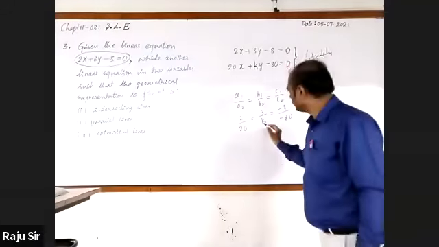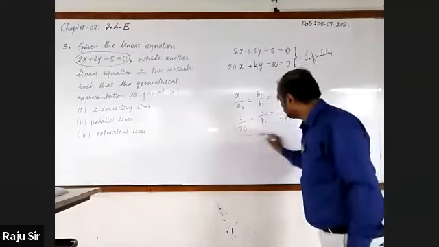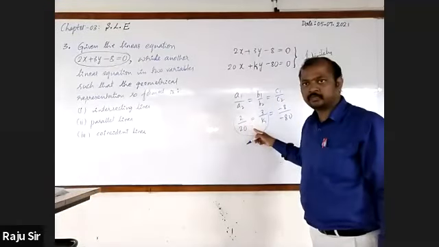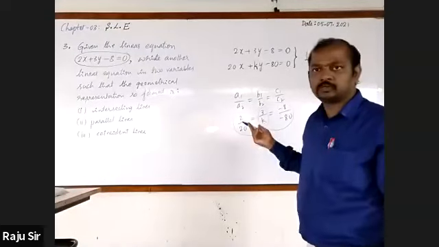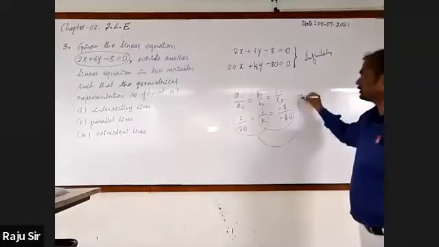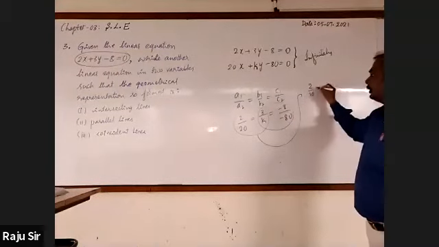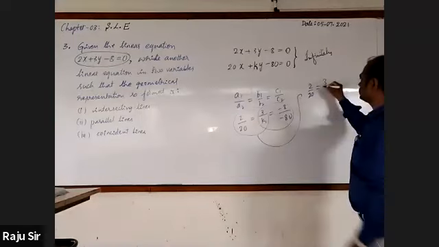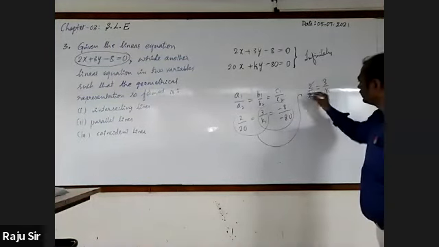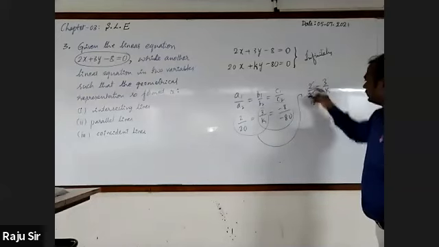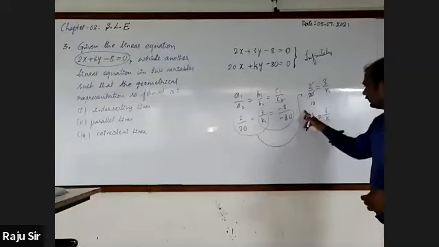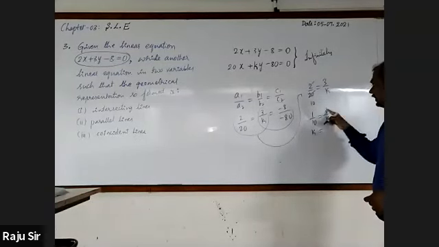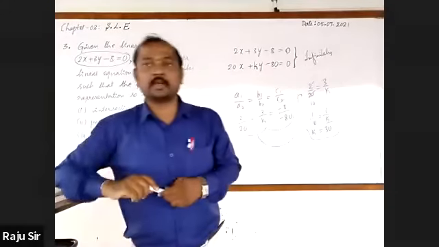To get the value of K, you may equate either the first two ratios or the last two ratios. If I take the first two ratios, observe: 2 by 20 is equal to 3 by K. 2 ones are 2, 2 tens are 20. This will be 1 by 10 is equal to 3 by K. Cross multiply: K into 1 is K, 10 into 3 is 30. K is 30.